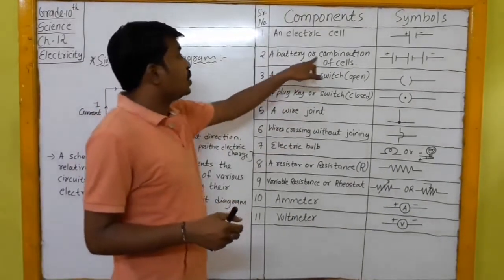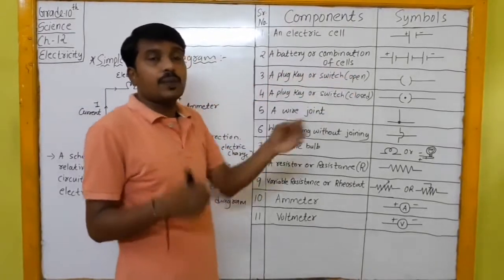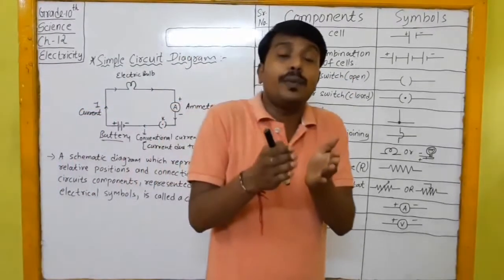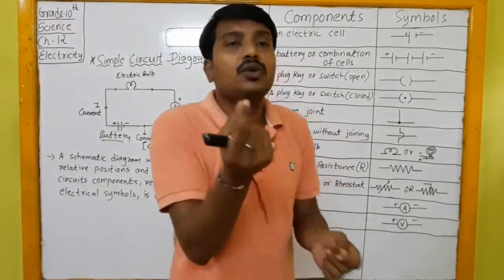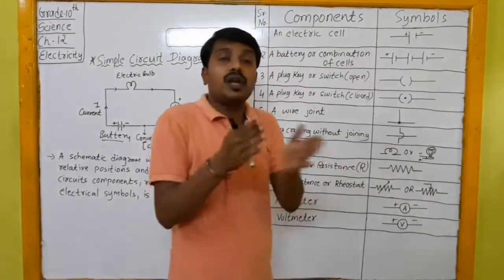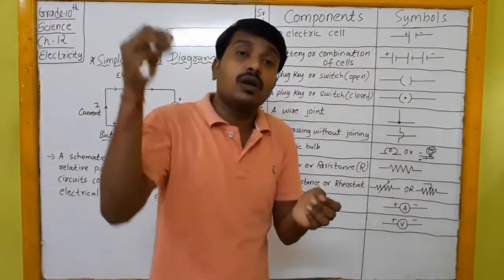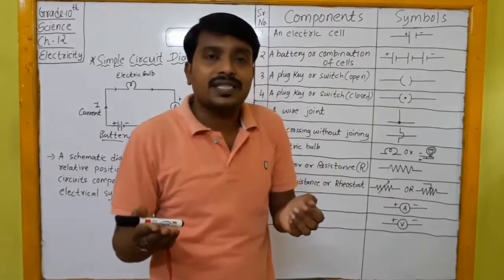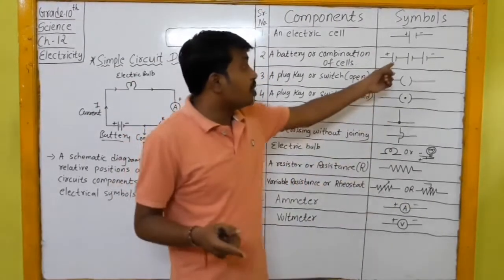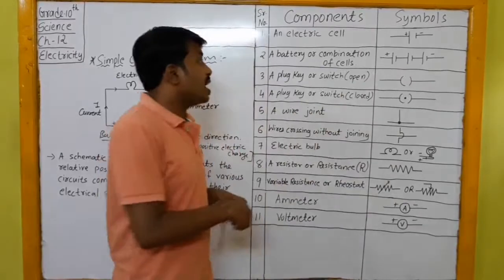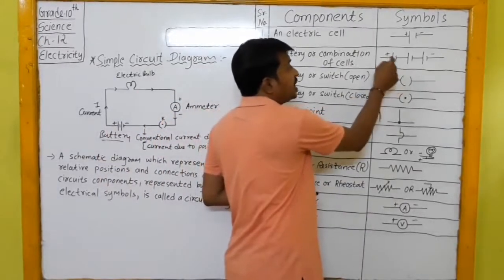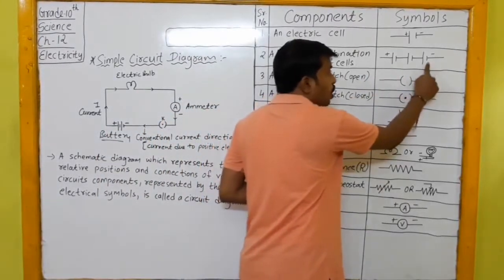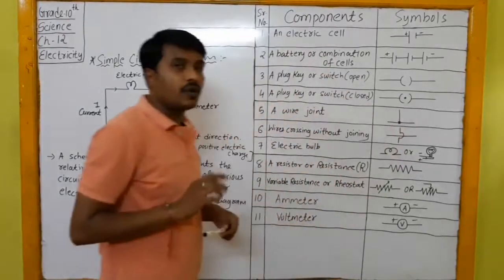A battery is a combination of various cells. If you are using a single cell, that is the symbol, but if you are using a battery in which a number of electric cells are present, then this symbol will be used for the battery. Again, the bigger horizontal line is the positive terminal and the smaller horizontal line is the negative terminal of the battery or cell.